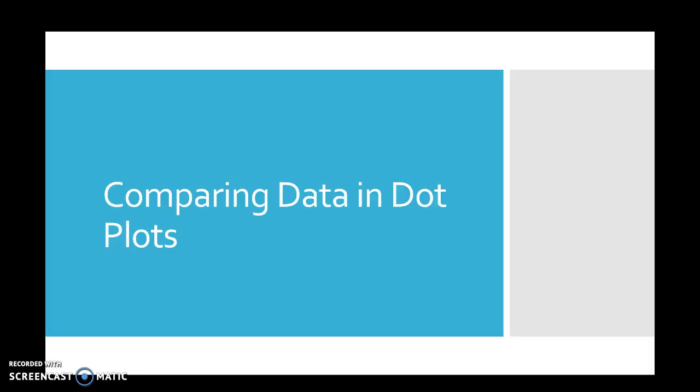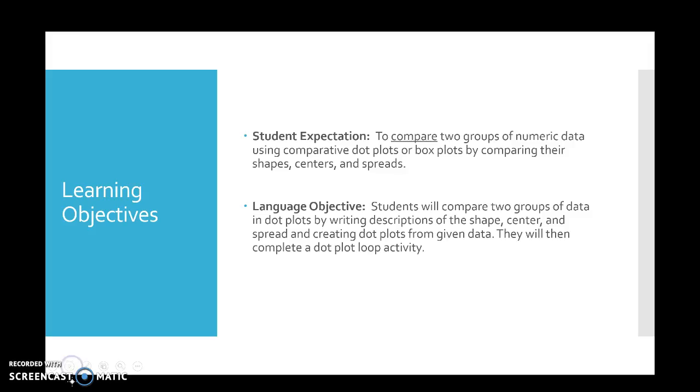Hi class, today we're going to do another day of comparing data in dot plots. It's really important that we're focusing on the dots on the plot and really looking at what they tell us. So the key factor is going to be the vocabulary terms. We're going to compare two groups of data in dot plots by writing descriptions of the shape, center, and spread, which is what we did yesterday.